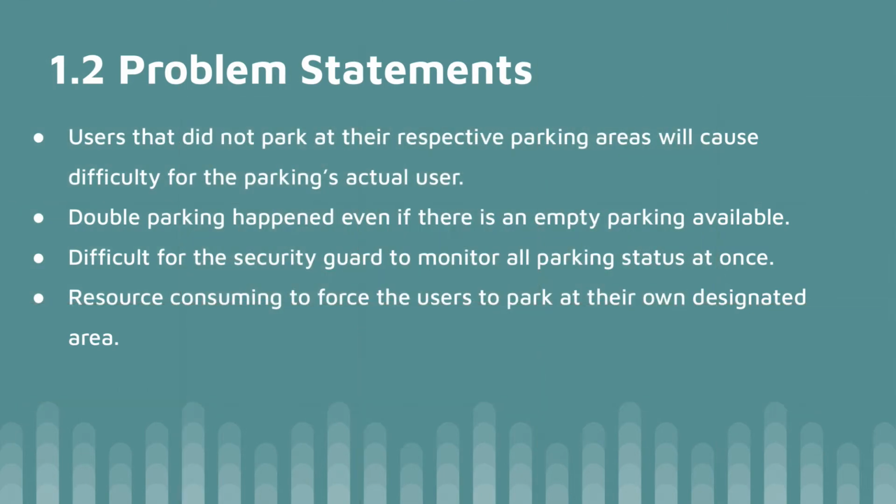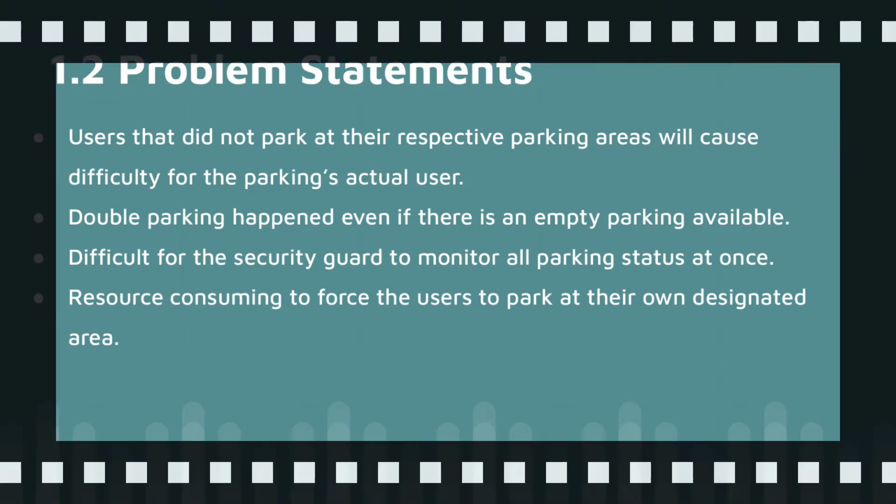The system is developed due to issues such as traffic jam when we are in a hurry. This traffic jam is caused by users that did not park at their own area and some even double park when there is an empty area. This traffic jam is causing stress for people that use campus space on a daily basis. This happens because it is difficult for the guard to monitor all of the parking space at once, so it is hard to force users to park at their own area.